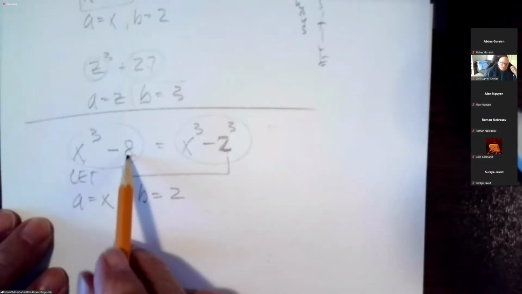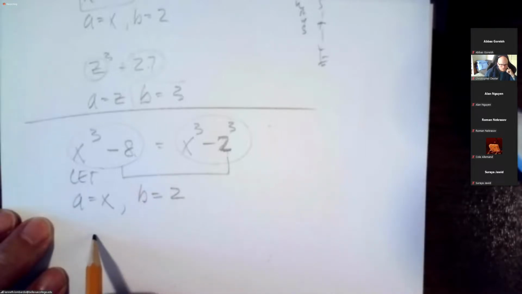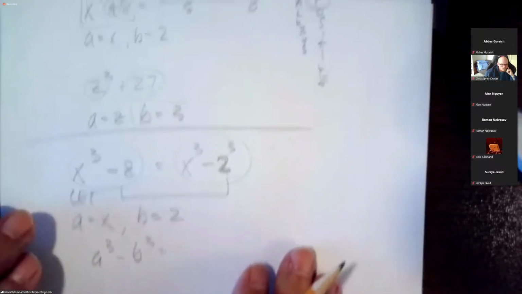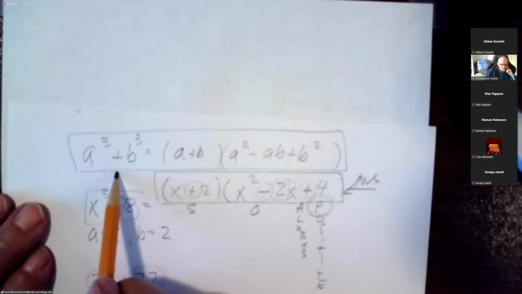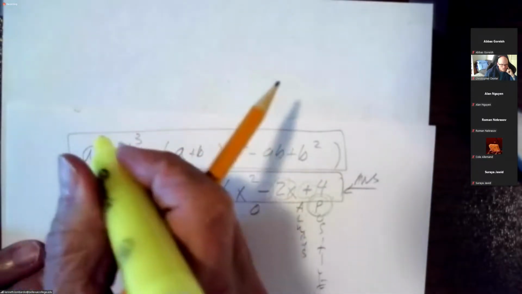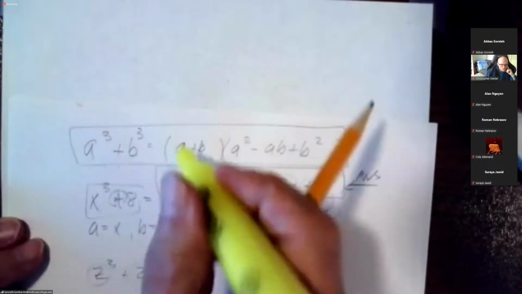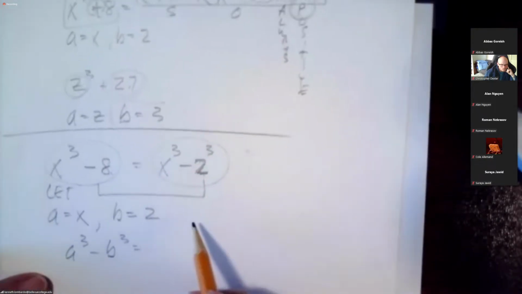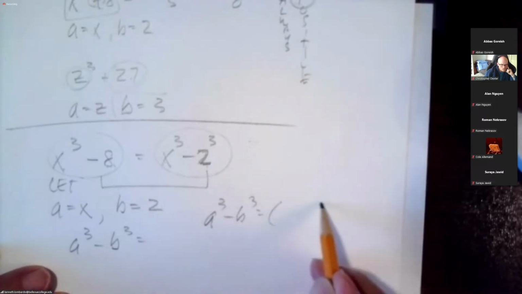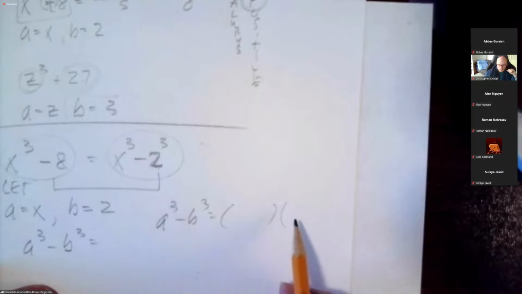So if this is the same, we know that this could be written as a cubed minus b cubed. And a cubed minus b cubed we've already done. We said it looks like this. And this is another one of those. This is a cubed plus b cubed. If we do a cubed minus b cubed, we're going to end up with a cubed minus b cubed. What did we say that was? Or have we done that one yet?